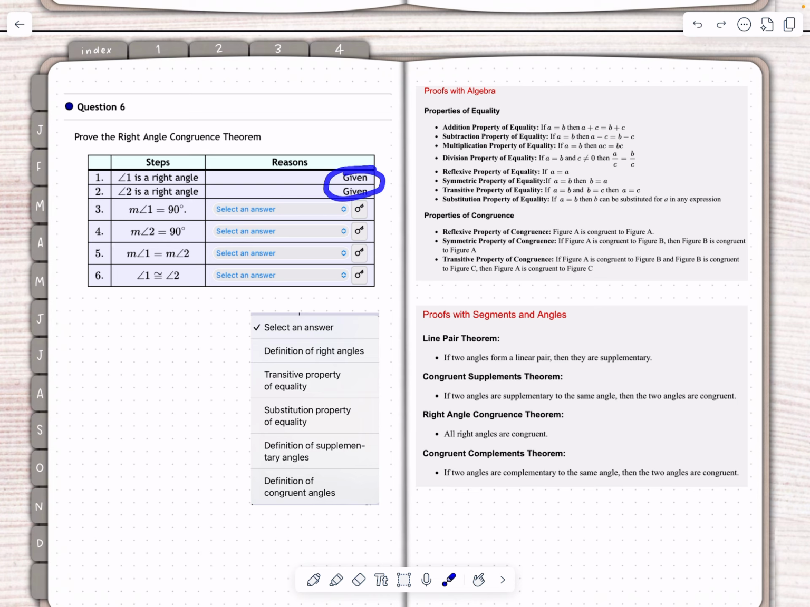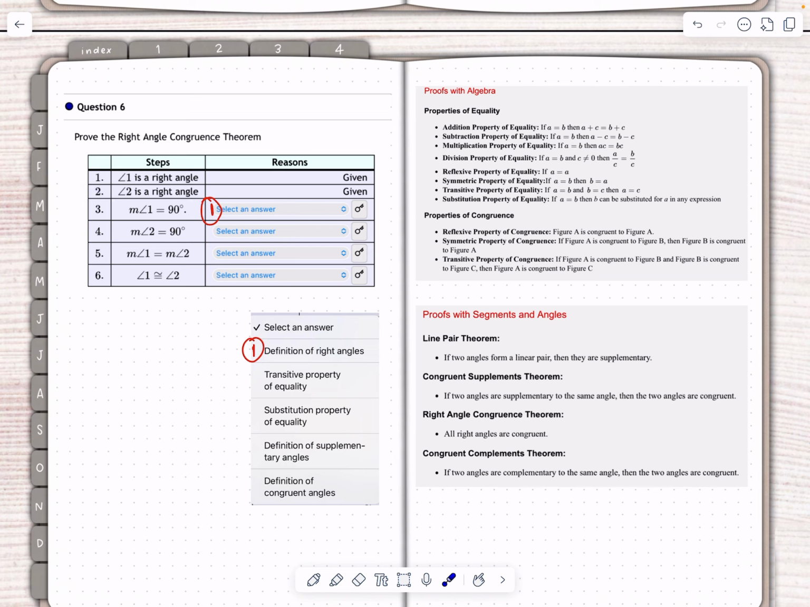We're going to label these as given. And what happened between line 1 and 3? Well, instead of saying it's a right angle, they went ahead and just wrote that it's 90 degrees. And that's because the definition of right angles is that it is 90 degrees. So we're going to write definition of right angles. We're going to call that 1. And you can see that's the same thing that's happened between lines 2 and 4.